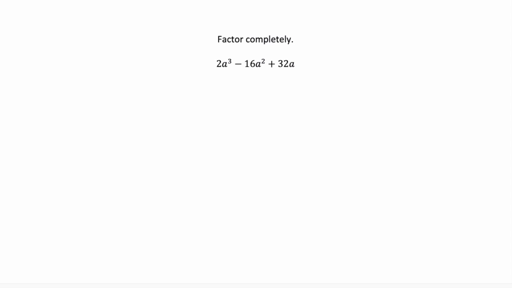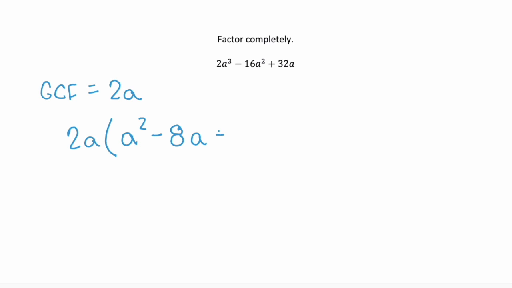Remember, our first step whenever we factor a polynomial is to look for that GCF. And the GCF here is 2a. First, we factor out our GCF of 2a. Our first term becomes a squared. Our second term is minus 8a. And our last term is plus 16.